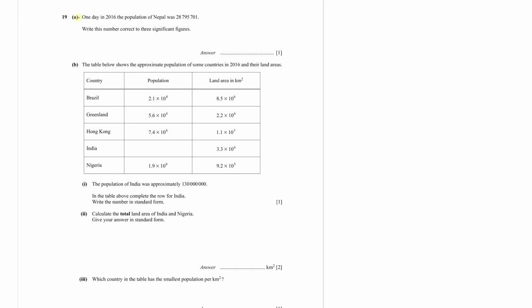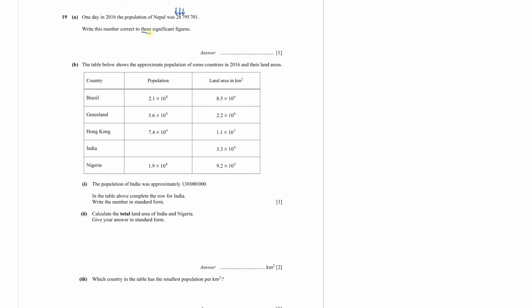So question number 19, part A: one day in 2016, the population of Nepal was this. Write this number correct to three significant figures. You start from the left side. Your first non-zero number is this 2, then your second significant figure is this 8, then 7 will be your third significant figure.